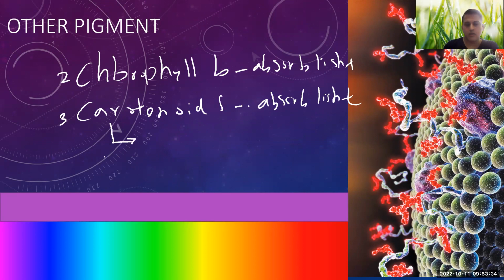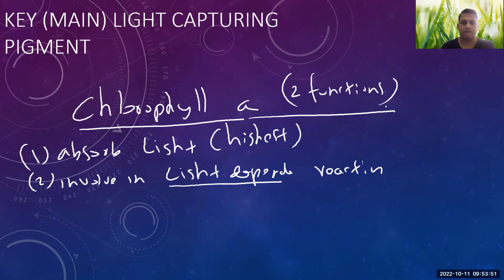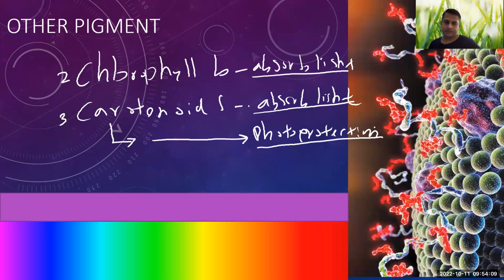Carotenoid also has another function, photoprotection. So chlorophyll has 2 functions. Chlorophyll A has 2 functions. Chlorophyll B has 1 function. Carotenoid has again 2 functions: absorb light and photoprotection.